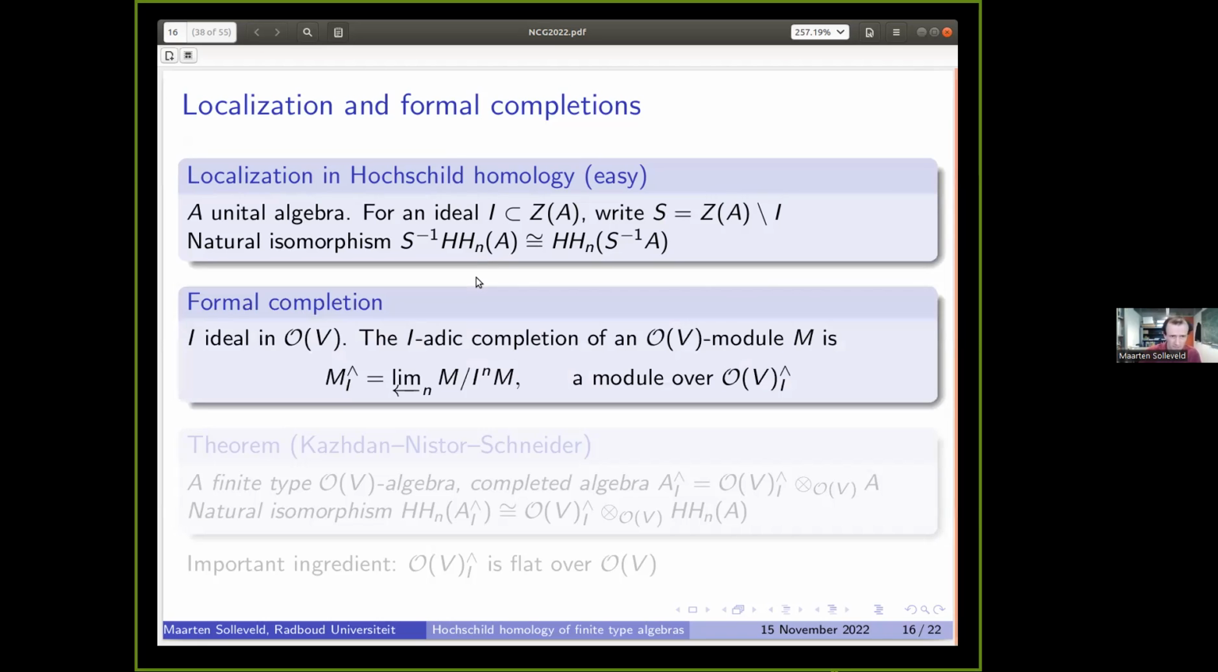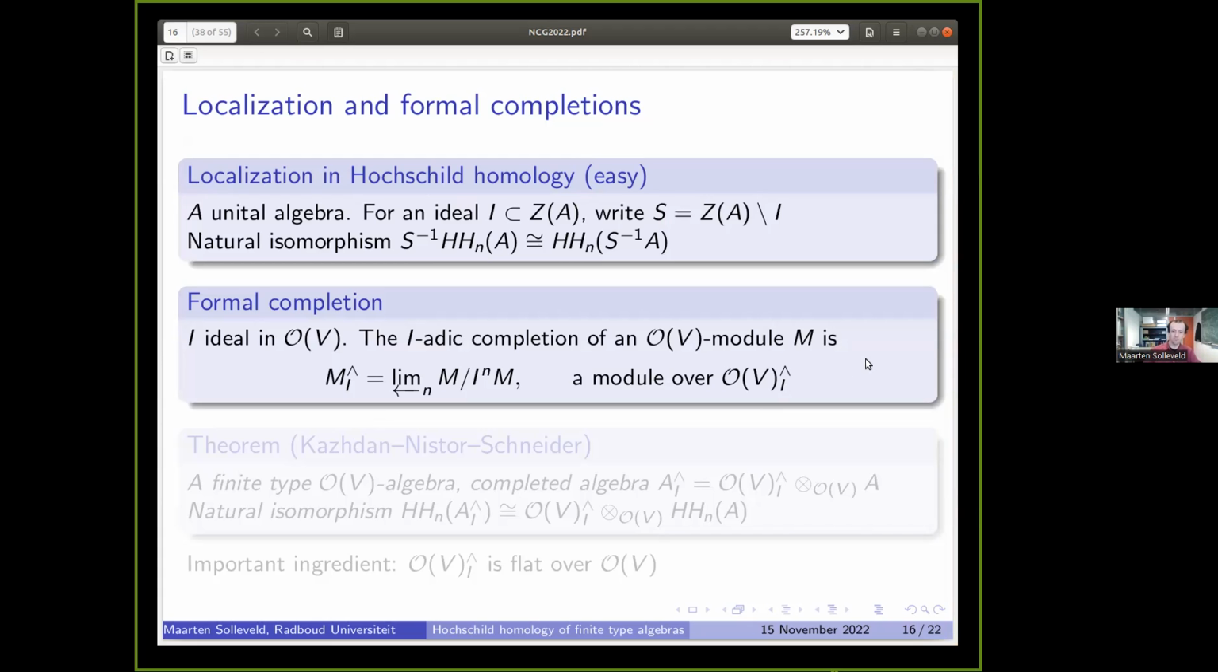Okay, and a more difficult operation is completion. With respect to some ideal, again, you can take it prime. That's probably a good idea. Well, there's this operation of taking completion with respect to the powers of an ideal, and you can apply this to any module over a commutative algebra, and you then get some kind of completed module, and it will be a module over a completed version of the commutative algebra itself.